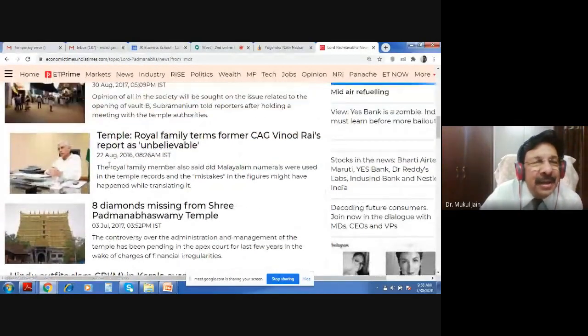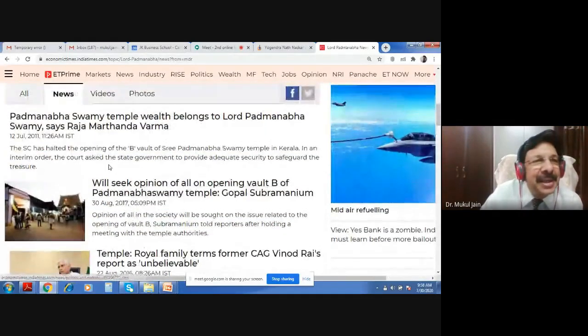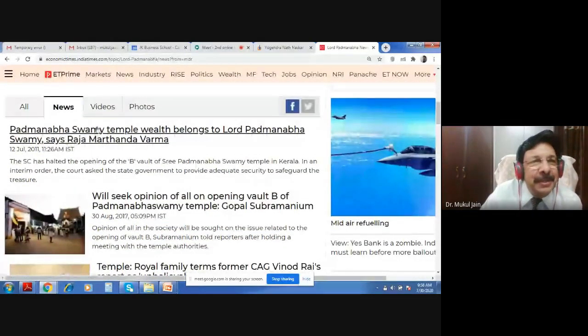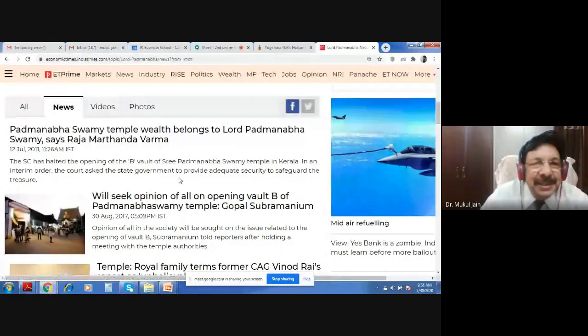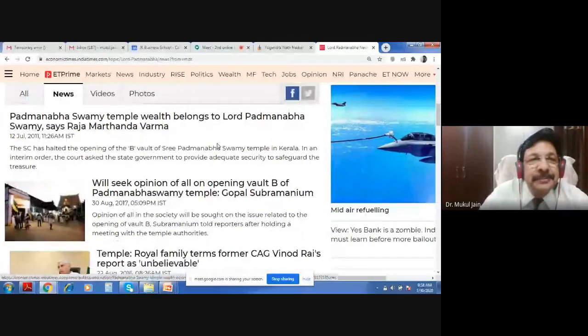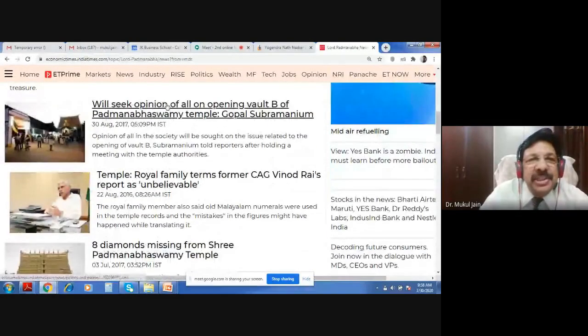ये देखो अलग अलग न्यूज दी है इन्होंने एक साथ. 2011 में था, Padmanabha Swamy temple wealth belongs to Lord Padmanabha Swamy, says Raja Marthanda Varma. जो रॉयल फैमिली के हैं वो कहते हैं लॉर्ड का पैसा है, ये ना स्टेट गवर्नमेंट का है ना किसका है. SC had halted the opening of B vault. Vault मतलब तिजोरियां हैं वहां बड़ी बड़ी, और अंदर कितने खजाने निकले वहां. 2017 की न्यूज है. Will seek opinion of all on opening vault B of Padmanabha Swamy temple.